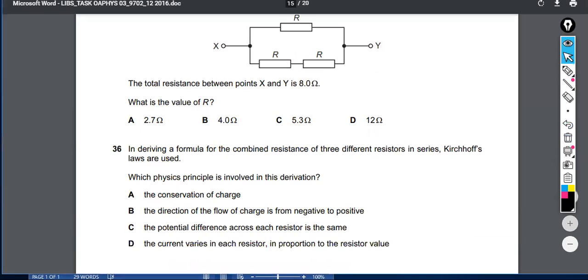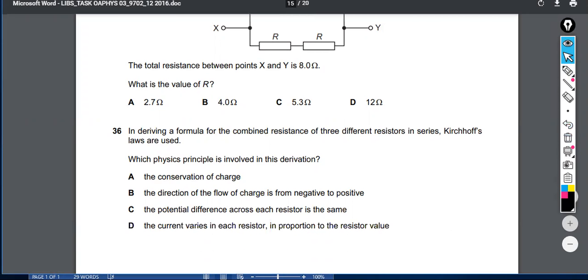Question number 36 says, in deriving a formula for the combined resistance of 3 different resistors in series, Kirchhoff's laws are used. Which physics principle is involved in this derivation? The conservation of charge, the direction of the flow of charges from negative to positive, the potential difference across each resistor is the same, or the current varies in each resistor in proportion to the resistor value.